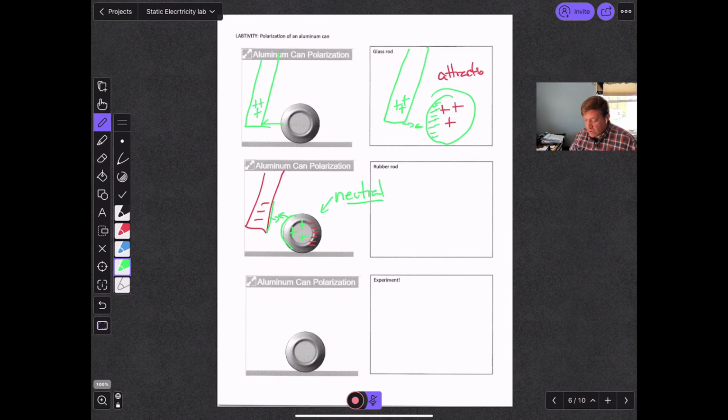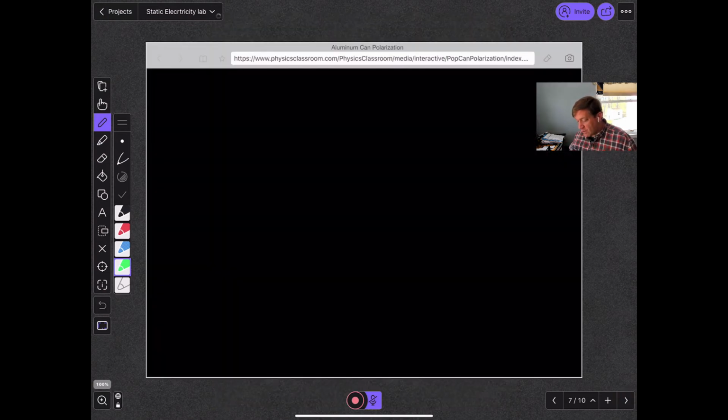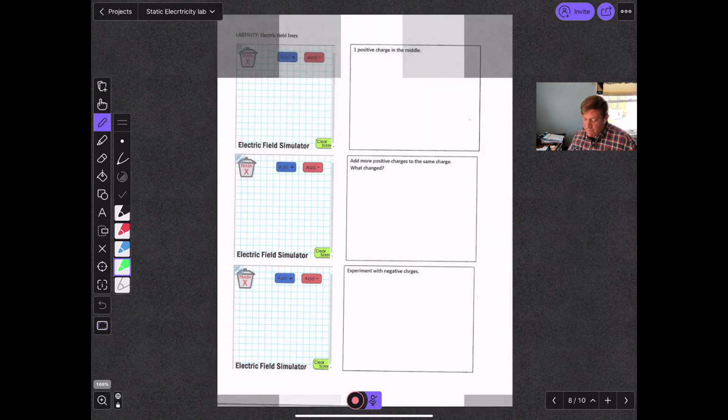Okay? We don't really need to do an experiment. If you wanted to do both, you could. But that's one of the analysis questions. And then the very last step is something about electric fields. And it's going to be really short and quick.